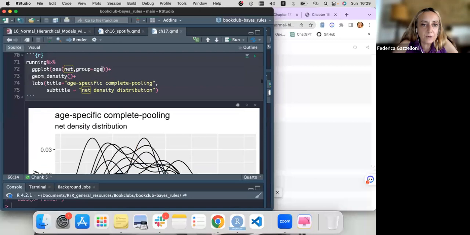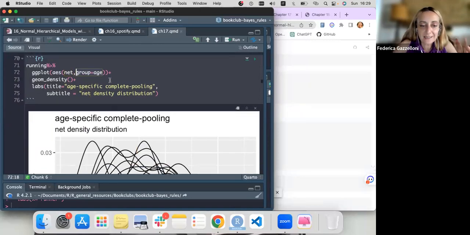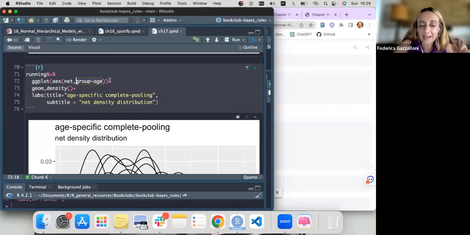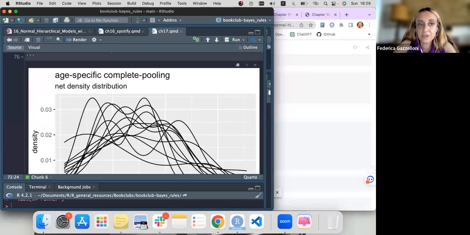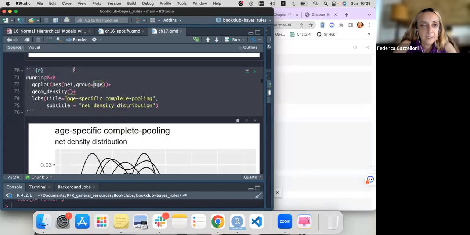If we do a bit of grouping, for example by age, because we are interested in understanding this time variability, and whether it is influenced by the age of the runner, we see that they are quite different. So this is grouped by age.